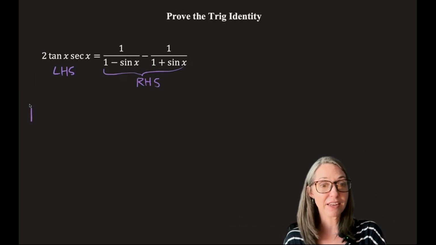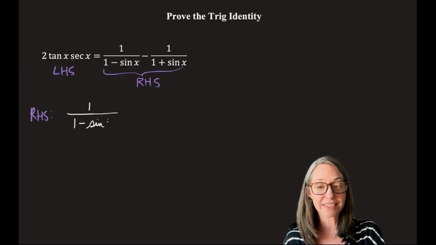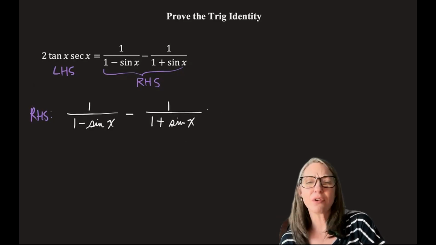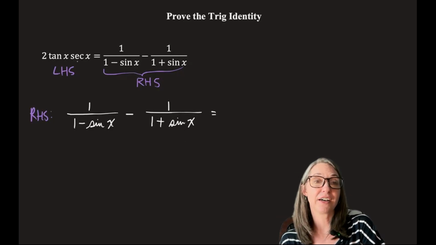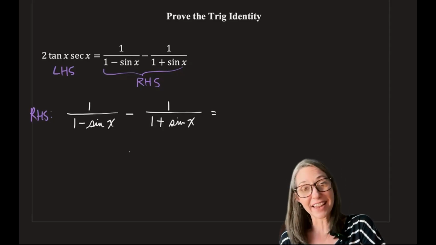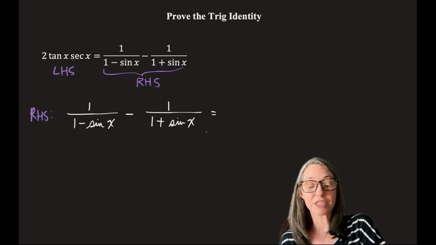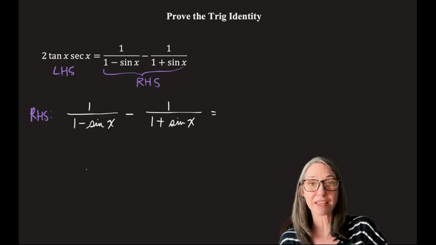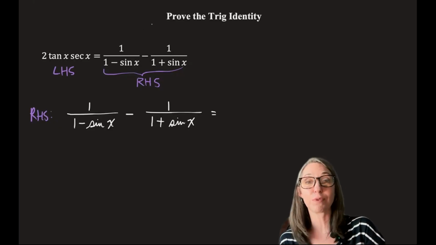So starting with my right-hand side, I'm going to rewrite it first without changing anything yet. Just 1 over 1 minus sine of x minus 1 over 1 plus sine of x. So we're going to try to turn that into 2 times tangent times secant. Notice there's no difference of two fractions on the left, so we probably need to subtract the fractions. To do that, we need to get a common denominator. So what is the common denominator? Well, 1 and sine x are common terms, but they are not common factors, and there's no way to make them into common factors. So we're just going to multiply those by each other.